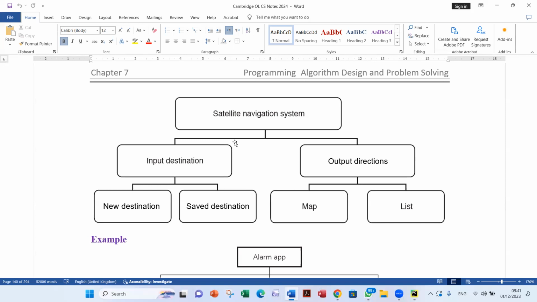And then you go to input destination. I can still split it even into smaller parts. Input destination will be split into new destination or saved destination. And then you create the subprogram for a new destination separately and the subprogram for handling a saved destination separately. This is modular programming. Also, output direction would be either on a map or a list. Okay, that was an example.